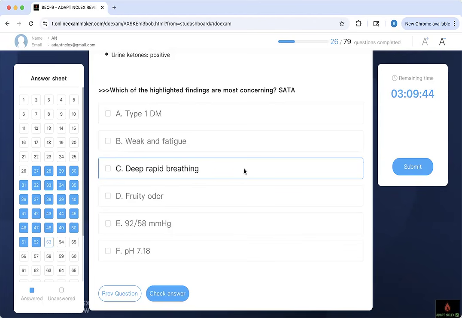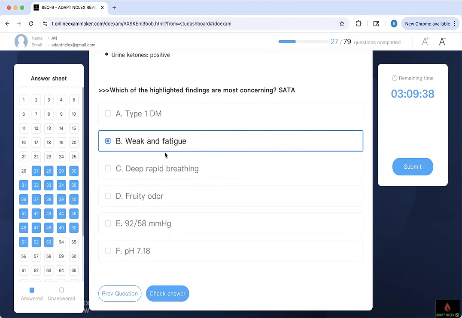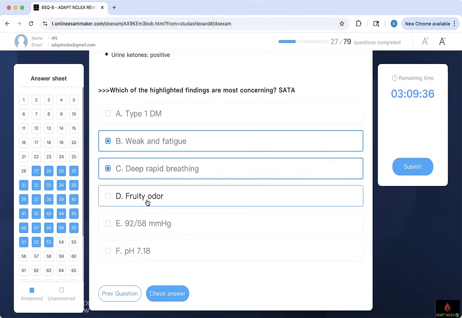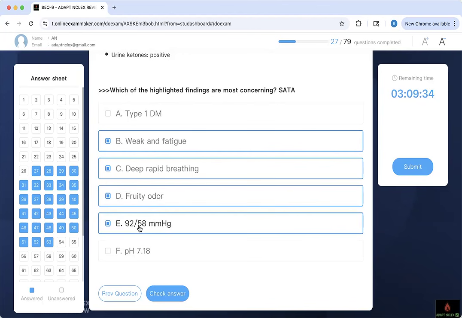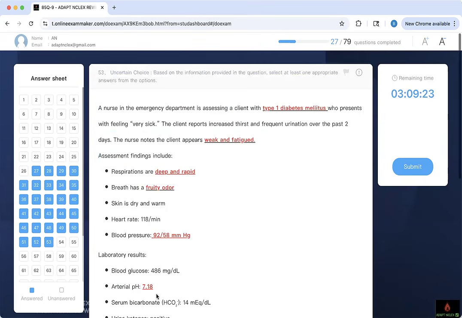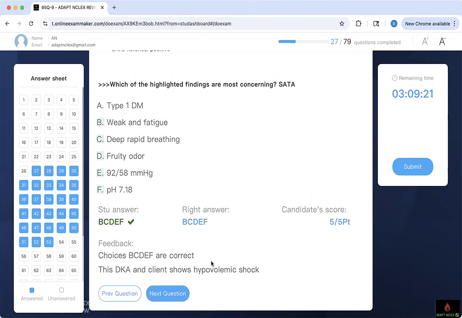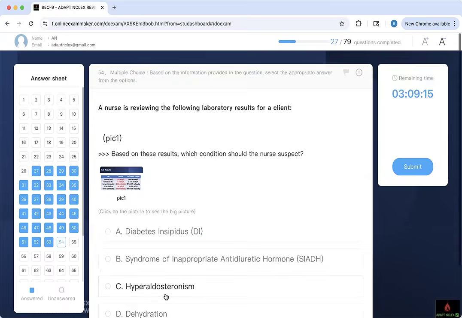And therefore, which findings should concern you? Which one? They are weak, rapid breathing, the other, that, and that. All this is concerning. Just having diabetes should not concern you. In a DKA patient, all these things indicate that the patient is in DKA. Having diabetes, I won't worry about it, but the signs and symptoms are consistent with DKA.